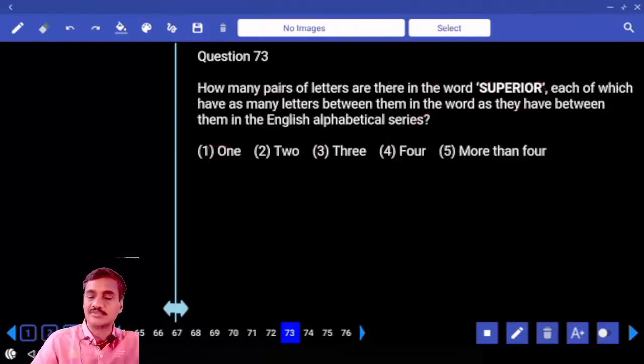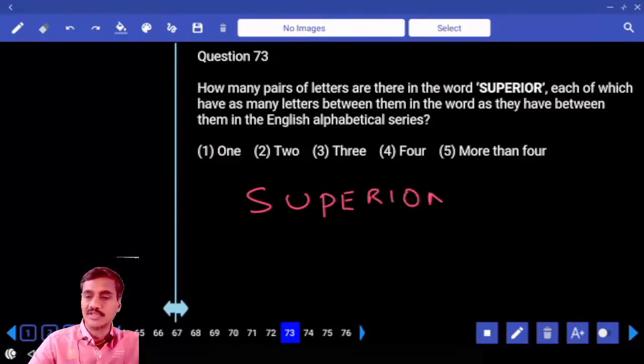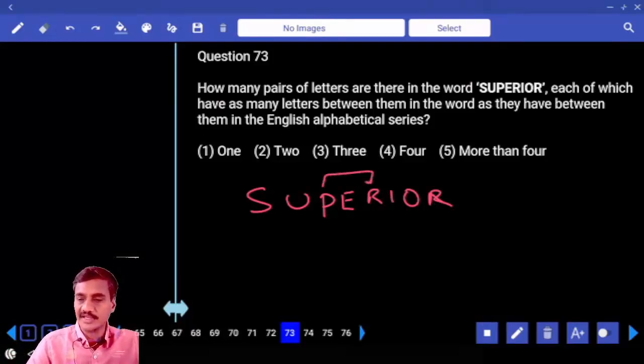Then this 73, how many pairs of letters are there in the word SUPERIOR, each of which has as many letters between them as in the alphabet? Now starting with T, STUVWXY, there is no letter. And next one U, there is no letter more than this one. PQR, is there one pair or not? PQR, STU. And EFGHI R. From left hand side to right hand side, there is only one pair.